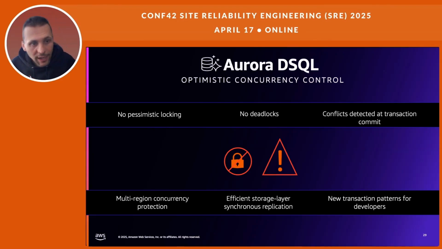You might need to retry some of those transactions if the transactions are within the same period, as I explained with the capability and the role of the adjudicator. There are no deadlocks. Conflicts will be detected at the transaction commit by the adjudicator. You have multi-region concurrency protection now, because every single piece of data that is committed is guaranteed, if you're using an active multi-region architecture, to be consistent across these regions. Now we have an efficient storage layer for synchronous replication because of the journal capabilities, and it allows you as a developer to really design new capabilities and new design patterns.